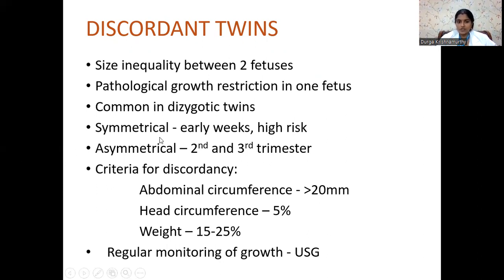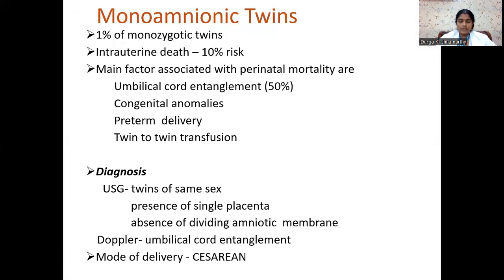Symmetrical IUGR in early weeks is at high risk. Asymmetrical IUGR is common in the second and third trimesters. Criteria for discordancy: when the measurement of abdominal circumference differs by 20 millimeters in both the fetuses, you say there is discordance. And the head circumference differs by 5% and the weight by 15 to 25%. Only by regular monitoring of the growth and the weight of the baby can you identify it, and vigilant surveillance of them can be done.